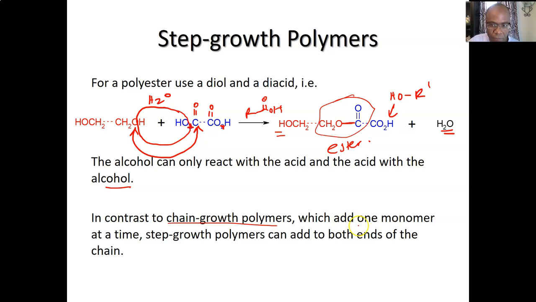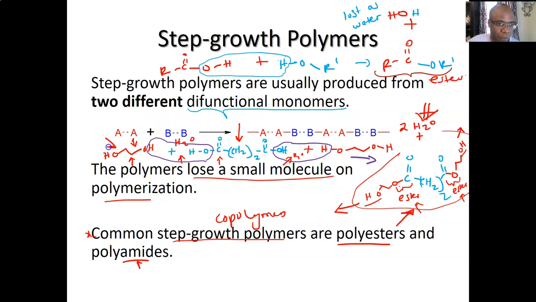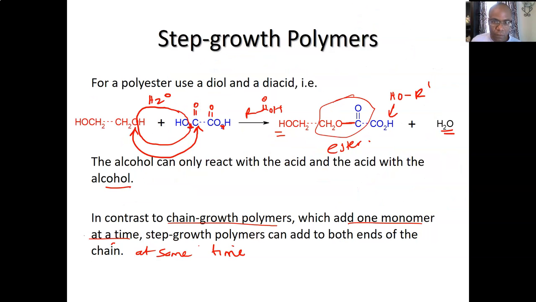Comparing to chain growth polymerization, where we added monomers one at a time, step growth can add on both sides at the same time. And as you have seen here, I added an alcohol on the right and an alcohol on the left at the same time. Okay? So that's the comparison and contrast of chain growth and step growth. You add the monomers at the same time in step growth polymerization in the making of copolymers, but in the making of homopolymers, which contain the same monomers, you'll have to add one monomer at a time by radical means, cationic means, or anionic means.